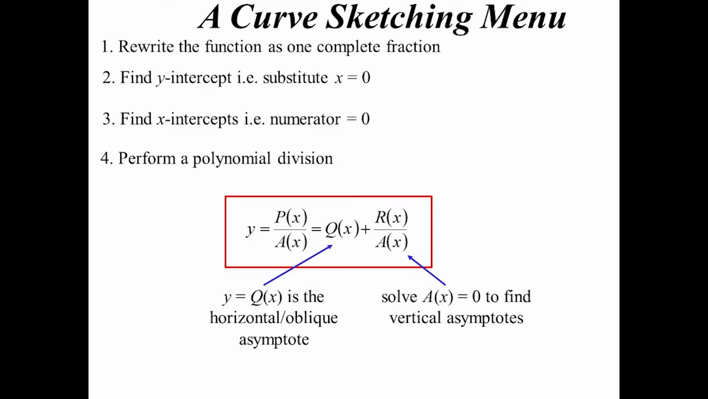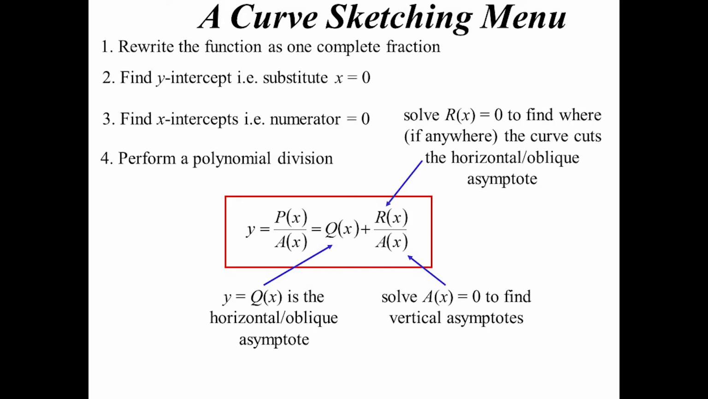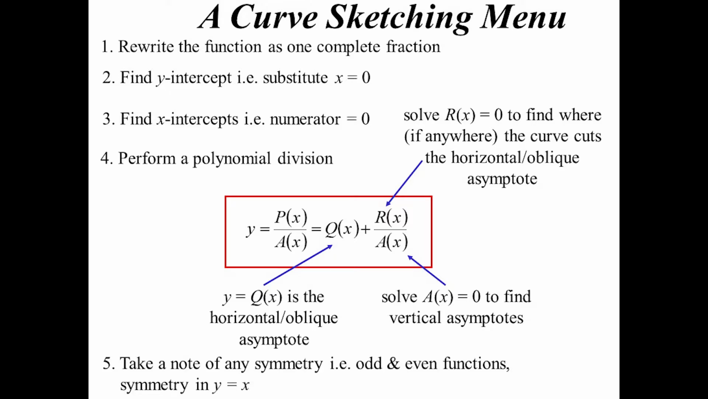The quotient will turn out to be the horizontal or oblique asymptote, depending on what sort of function you've got there. And then the top of the fraction tells you if the curve cuts that horizontal or oblique asymptote. And other things you might take note of: is it an odd function, is it an even function? Because then you know it's got some sort of symmetry happening.